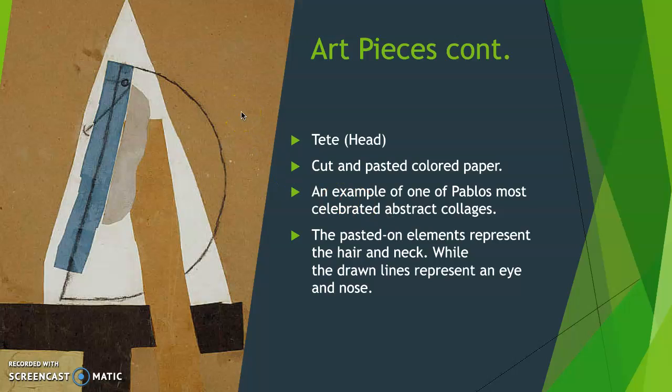This is Picasso's take on a paper mache type collage. It is cut and pasted colored paper. It is titled The Head, an example of one of Pablo's most celebrated abstract collages. The pasted on elements represent the hair and neck, while the drawn lines represent an eye and a nose.